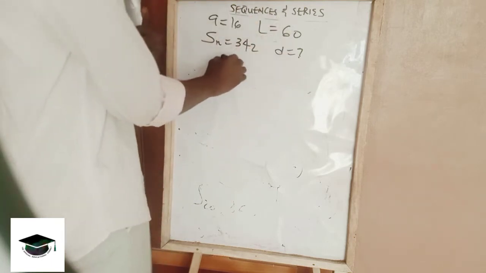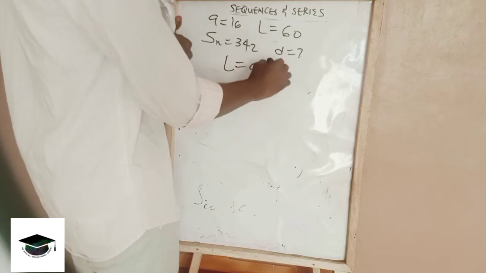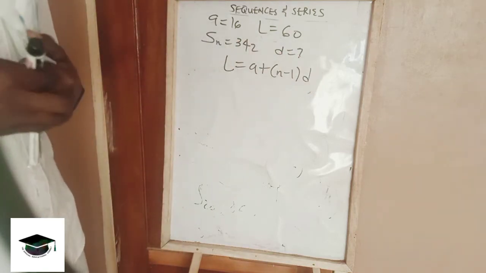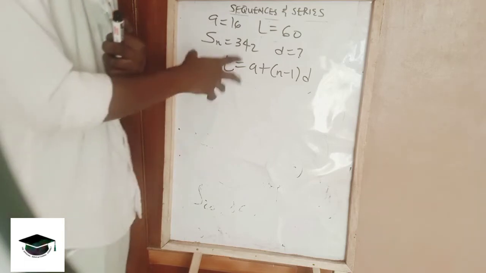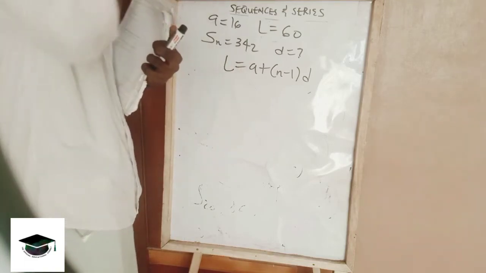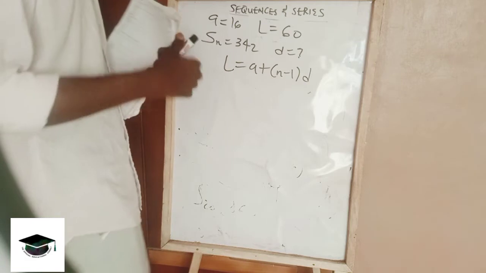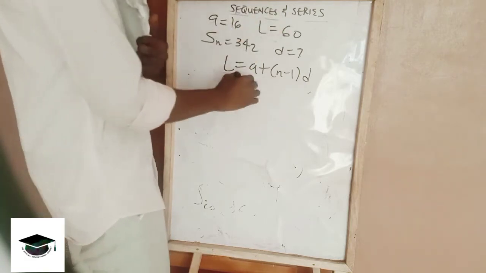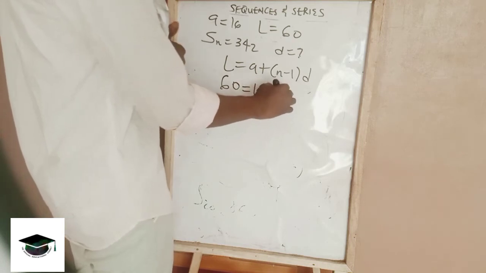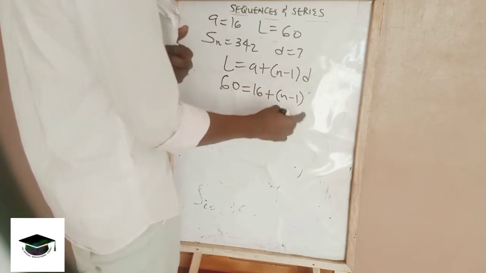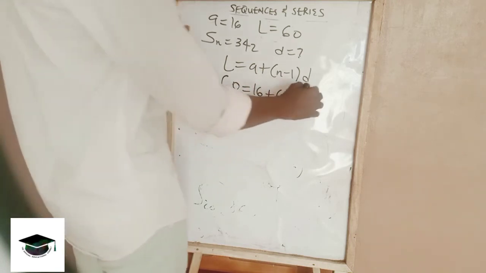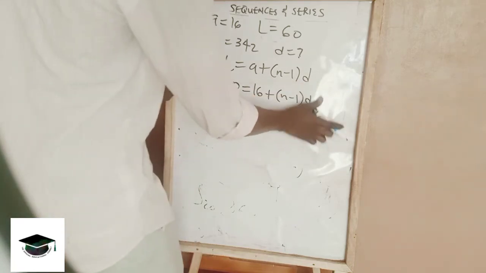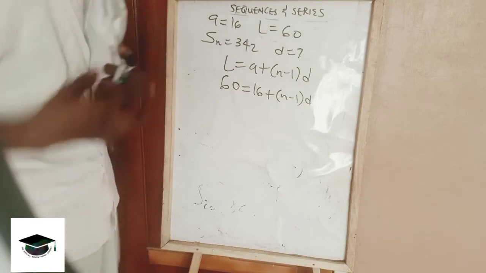Firstly, we use this to get our n. Is that okay? After using this to get our n, then we'll now use that other formula that I told you about. L is 60, and A is 16, plus n minus 1 D, right?